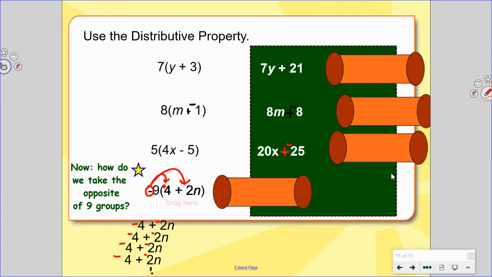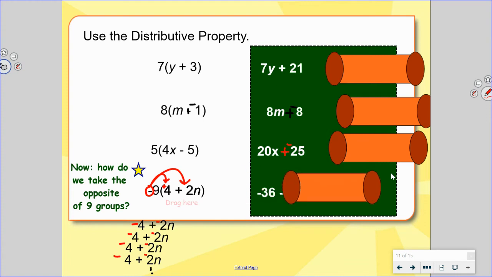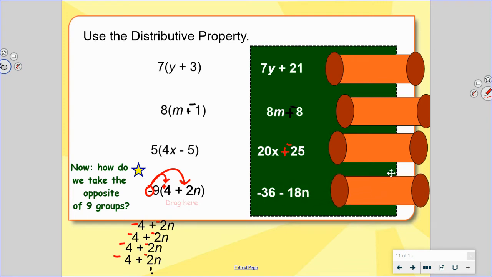Therefore, 9 groups of 4, 36, the opposite of which would be negative. 9 groups of 2n's, 18n's, the opposite of that would be negative. And while this is a good answer, it's not a great answer. I really want to get you ready for high school, where we will always put the term with the variable first, and then the constant term at the end.